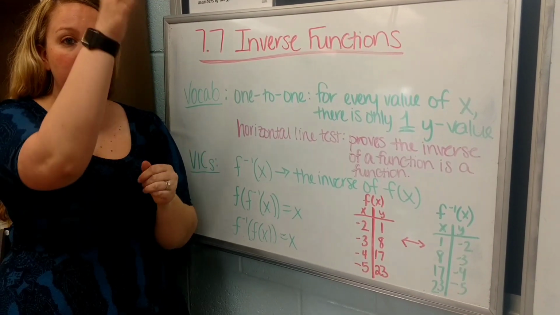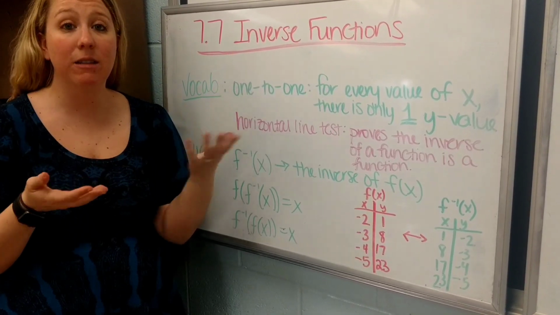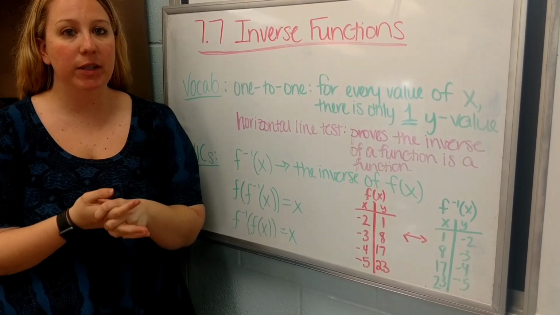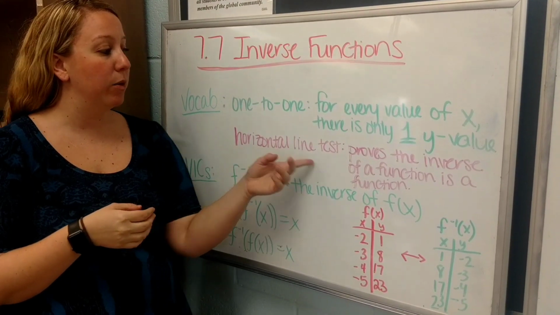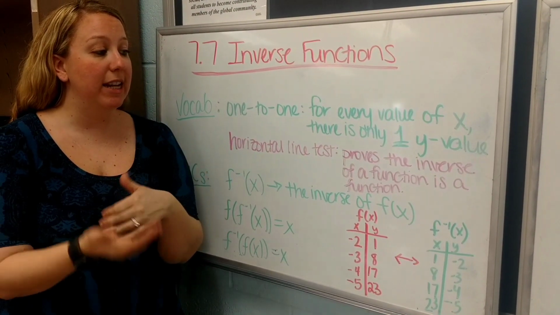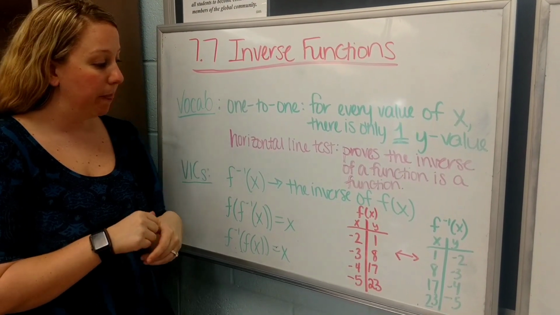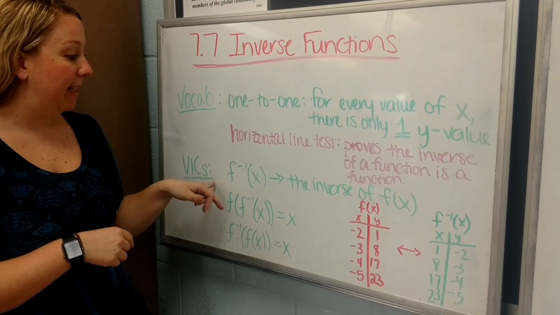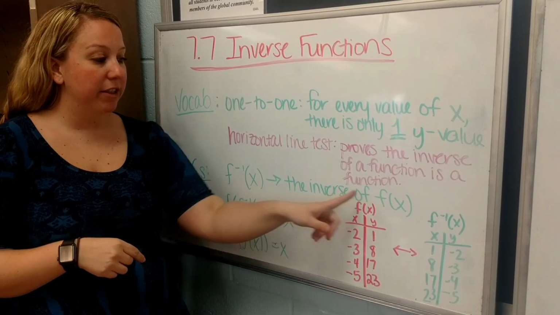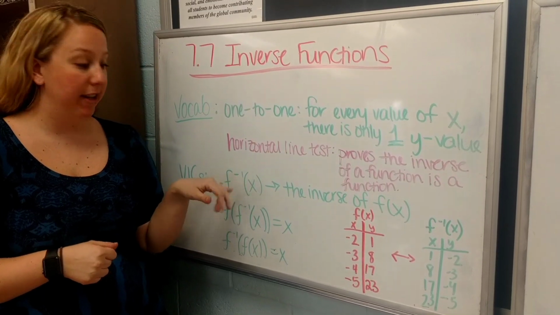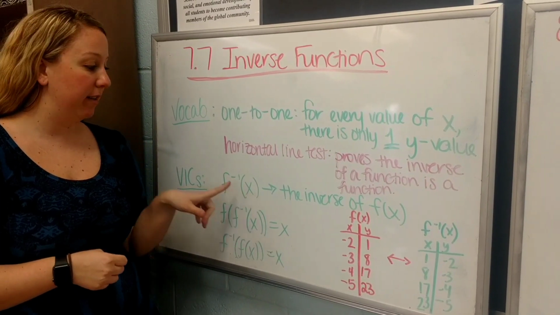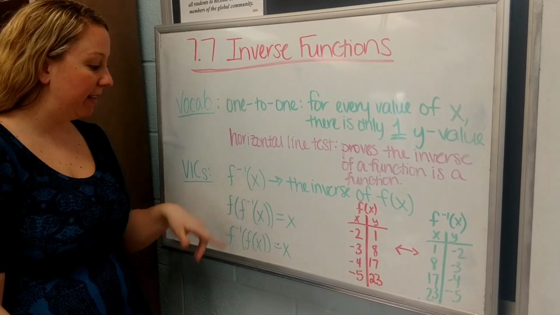So we've talked about the vertical line test, which proves a function is a function if it passes the vertical line test. And if a function passes the horizontal line test, it proves that the inverse is also a function. So some of our notation: the inverse of f of x is written as f and then -1 in the exponent of x. So this means the inverse of f of x.